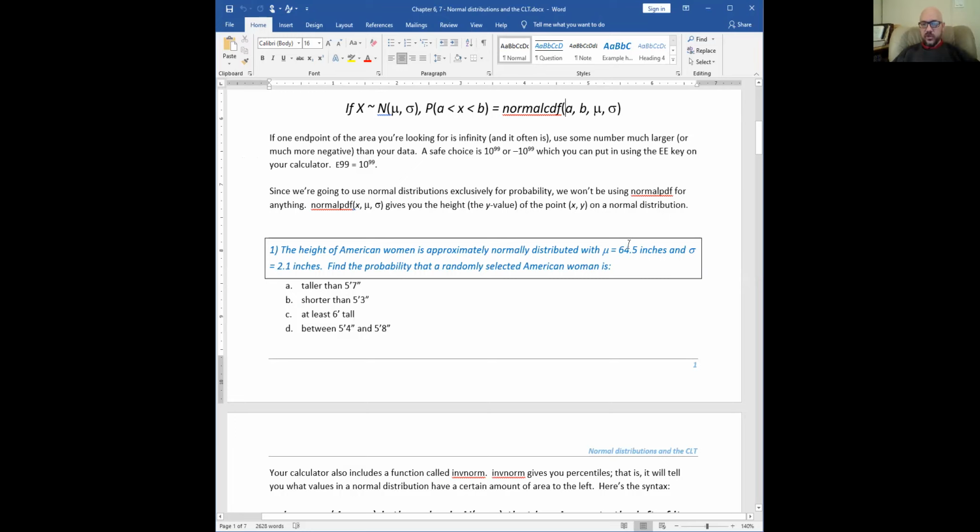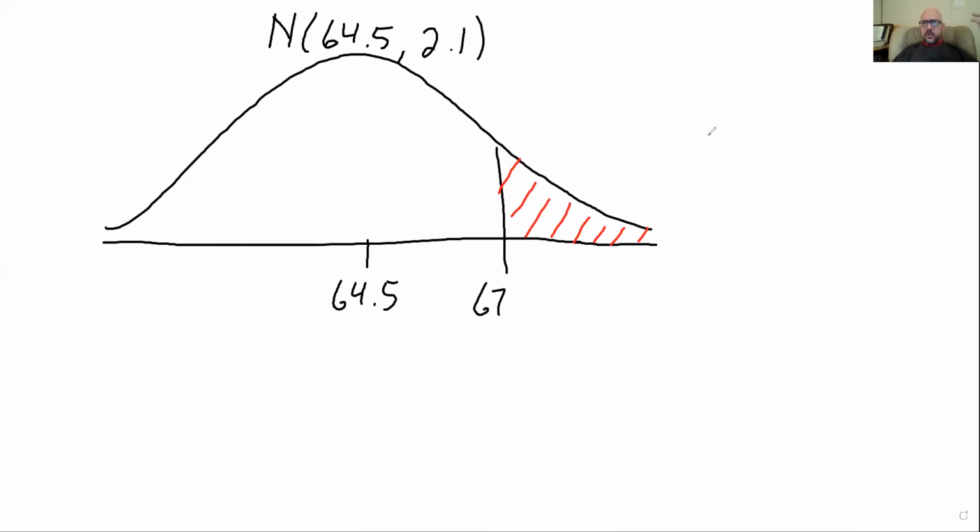The average American woman is 5'4.5". Standard deviation is about 2.1 inches. So if you gathered every American woman into one room and measured all their heights and made a histogram out of them, the histogram would look basically like this, right? With a mean of 64.5, it'd be bell-shaped, with the peak right around 64.5.